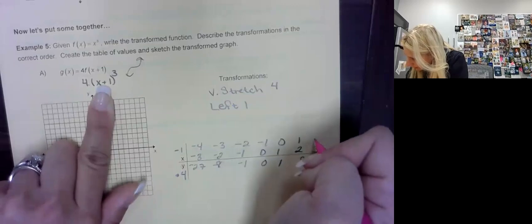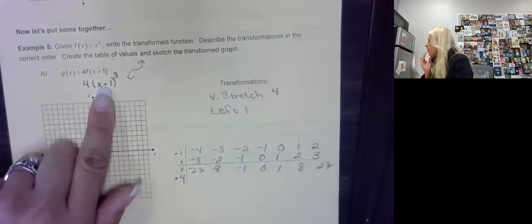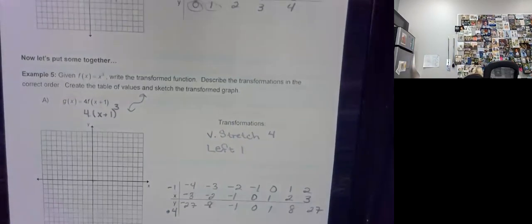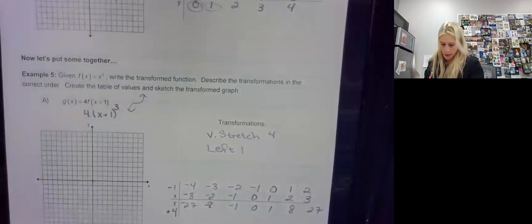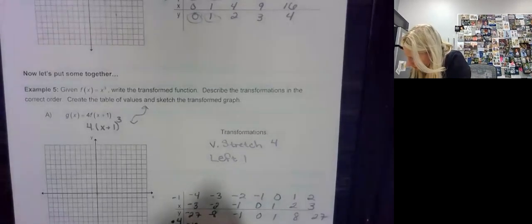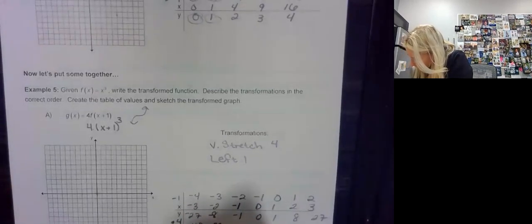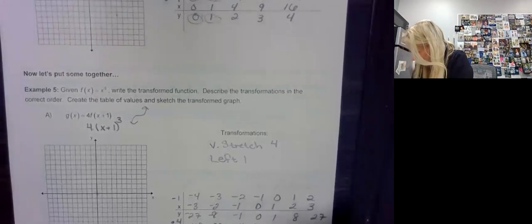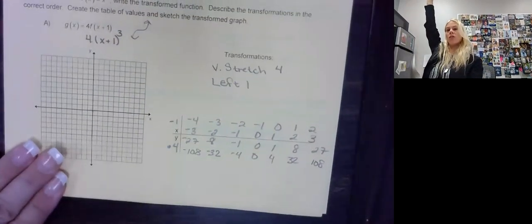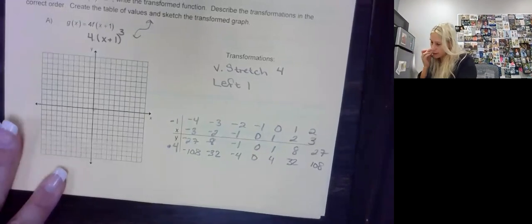1, and 2. Now multiplying by 4, sometimes let me get the calculator. I also have to charge my calculator. Yep. Okay, 27 times 4, 108. -32, -4, 0, 4, 32, 108. Now, remember, what is that supposed to do? Well, it's supposed to stretch and go really fast up and then move it over to the left. So let's see if we do that.